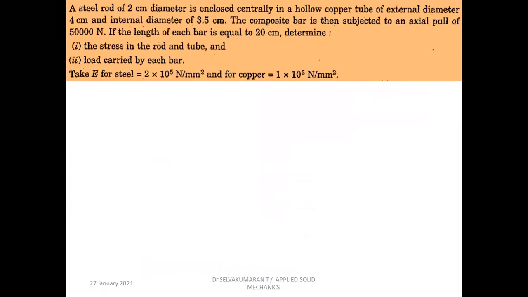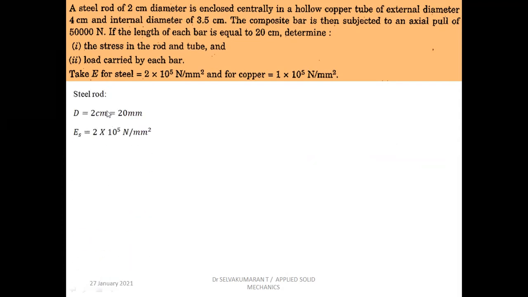Next problem. A steel rod of 2 centimeter diameter is enclosed centrally in a hollow copper tube of external diameter 4 centimeter and internal diameter of 3.5 centimeter. The composite bar is then subjected to an axial pull of 50,000 Newton. If the length of each bar is equal to 20 centimeter, determine the stress in the rod and tube and the load carried by each bar. Young's modulus for the steel is 2 into 10 power 5 Newton per mm square, and for copper is 1 into 10 power 5 Newton per mm square.